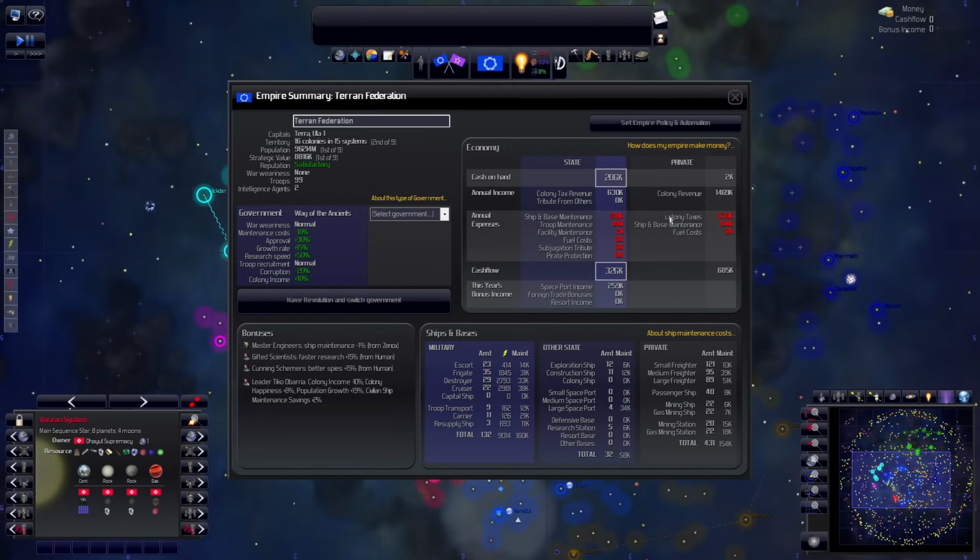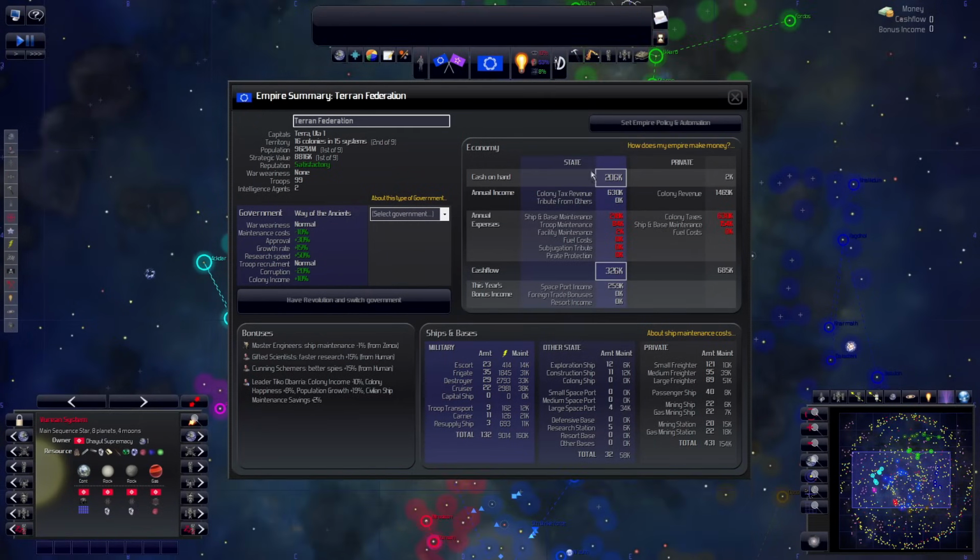Now, the state economy is everything that you control. There's 2 sort of main sections to this. Everything above this line and what's under this line. What's above this line is the main thing you might be familiar with from other games. You have the amount of money you have right here. This is your cash on hand, which will appear at the top right as well.